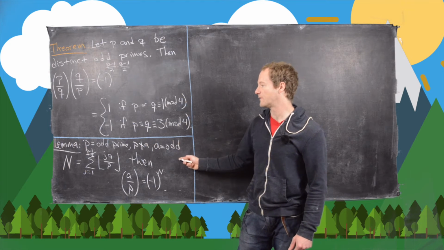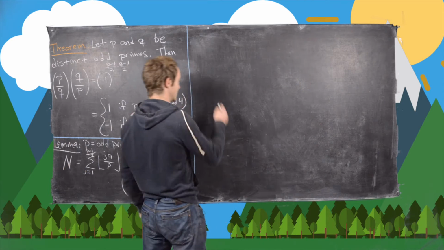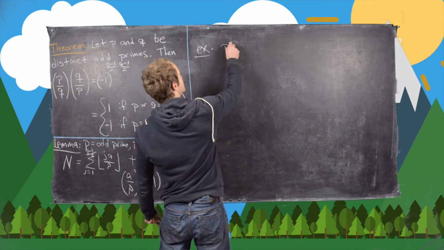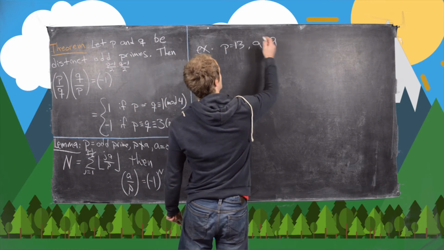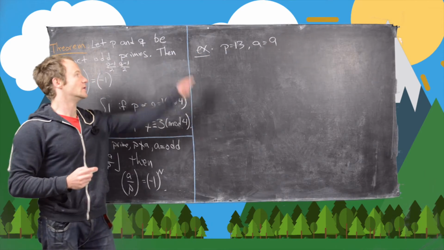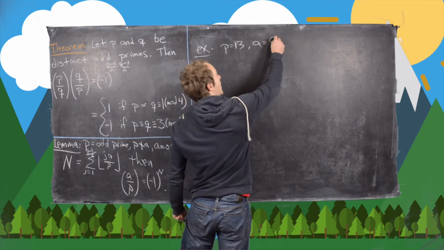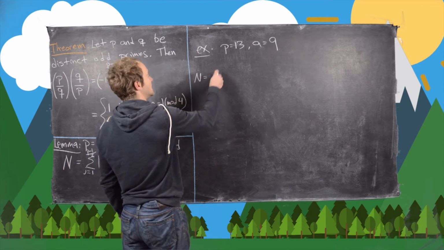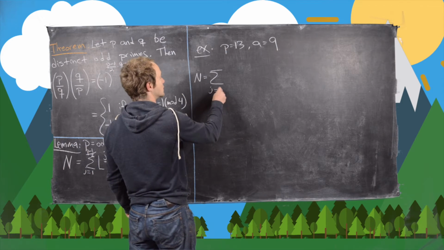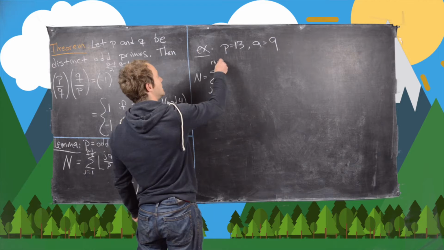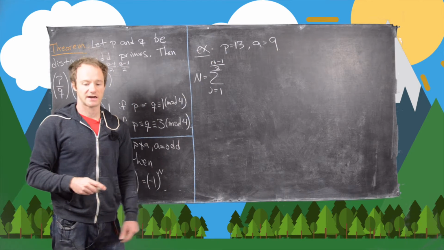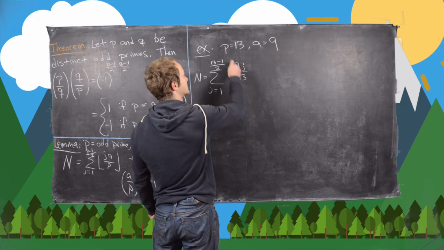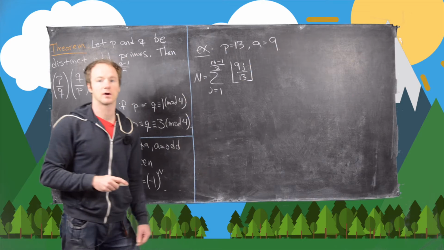Before we look at the proof of the lemma, I want to look at a calculation example of the lemma. Let's say we have P equals 13 and A equals 9. That definitely satisfies the lemma: we have an odd prime, and an odd number not divisible by the prime. So in this case, N equals the sum, J equals 1 to (P minus 1) over 2, which is (13 minus 1) over 2, or in other words, 6. And then we have 9 times J over 13, and we take the floor of that, or the greatest integer function.